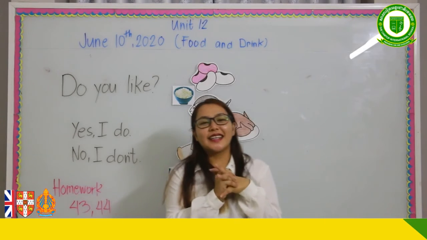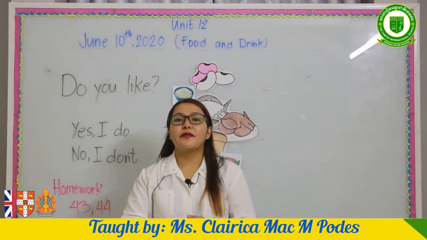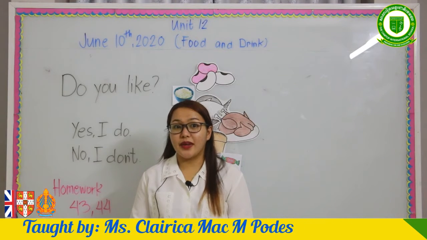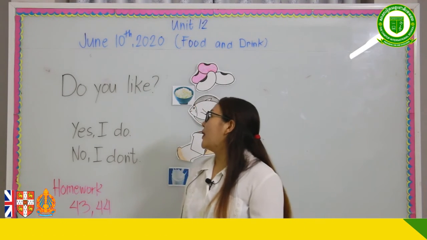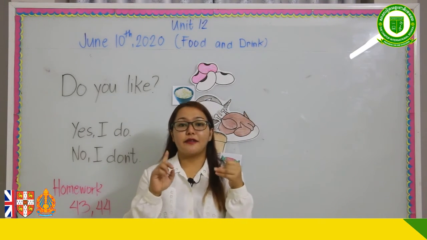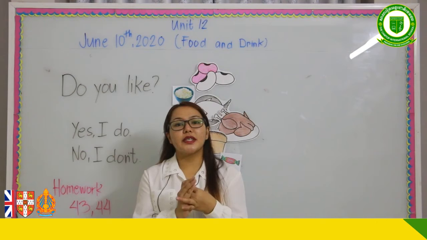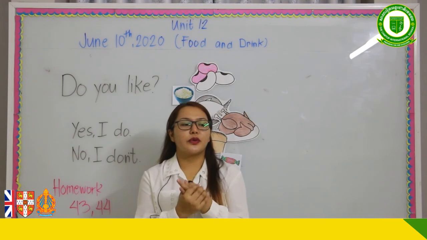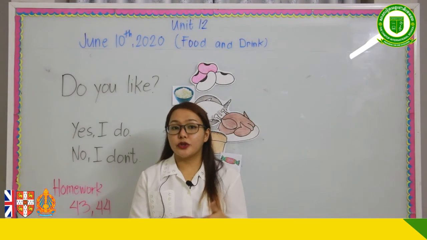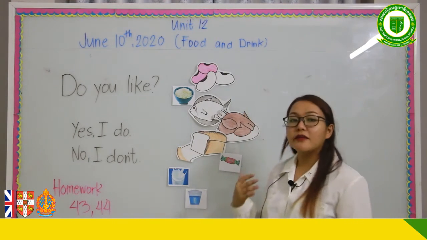Okay, I'm back, kids. It's time for homework. This is the last part of our lesson for today. But before we end our lesson, let's have a short review of what we learned today, okay? We learned about different kinds of foods and different kinds of drinks. There's more to learn about these words, and more to learn about how to make conversation and talk about food and drinks. But it's good to start with the basics, right? So I hope that you can remember them.